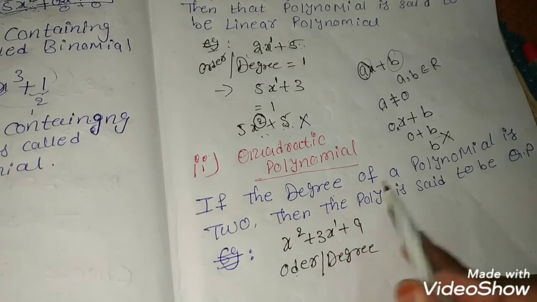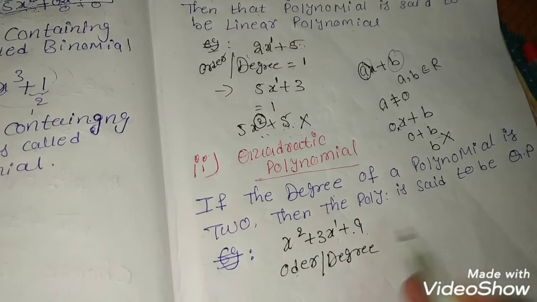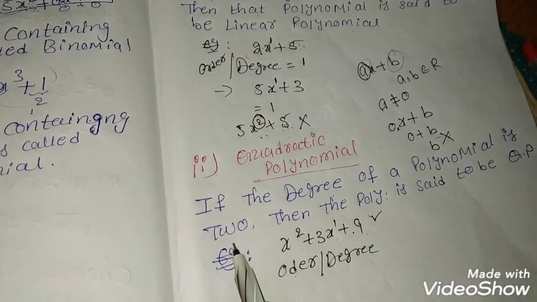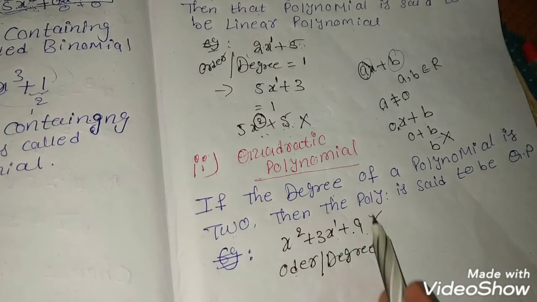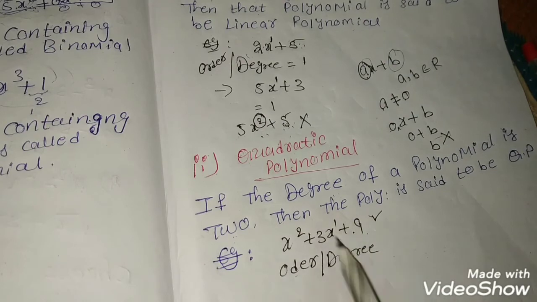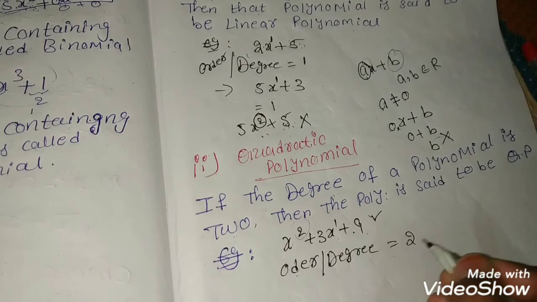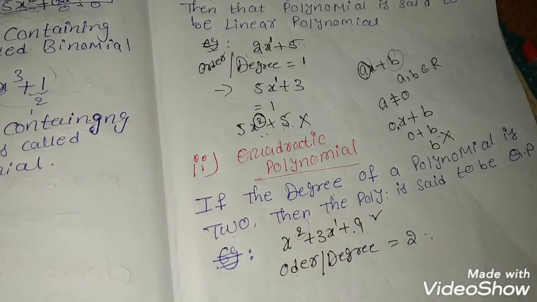If the degree of a polynomial is 2, what do we need? Is this a polynomial? Yes, this is a polynomial. Is the polynomial having degree 2? Yes, of course. Degree is 2. Then definitely we can say this polynomial is a quadratic polynomial. Understand? So next is a cubic polynomial.